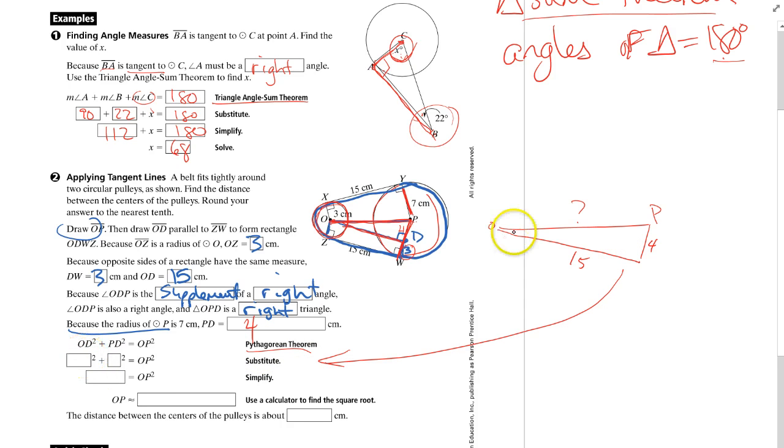O to D, that means this side, which was 15. So this side squared plus the other leg squared will be this side squared. So now we've got 15 squared, that's 225. 4 squared is 16. Add them together and you get 241 is OP squared. Now I get to take the square root of both sides, and I end up with about 15.5. So the distance between the centers of the pulleys is 15.5.